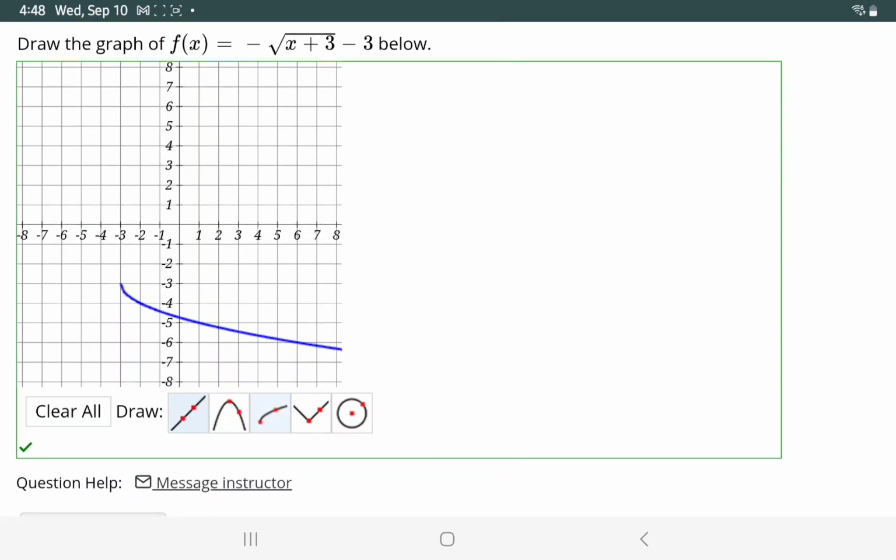So that's how you do the problems on the 1.5 homework, at least as far as the ones where you have to graph.